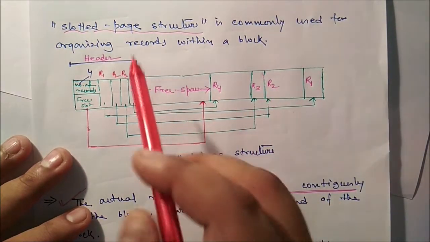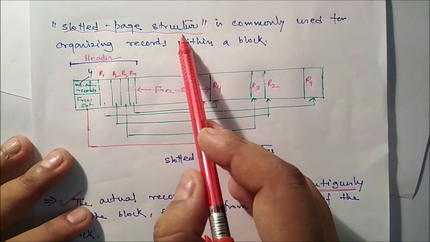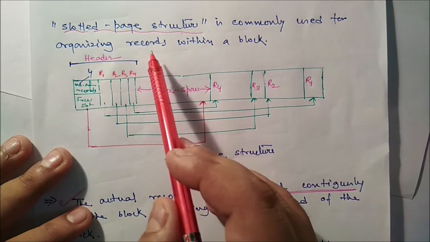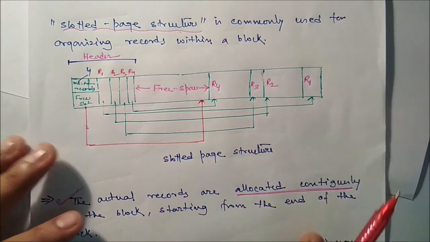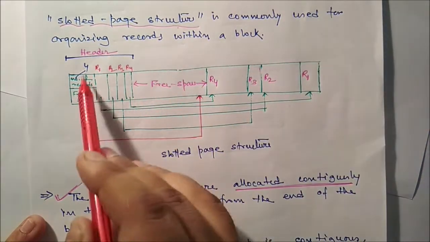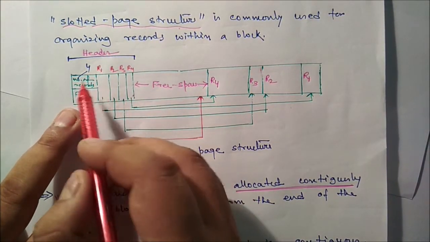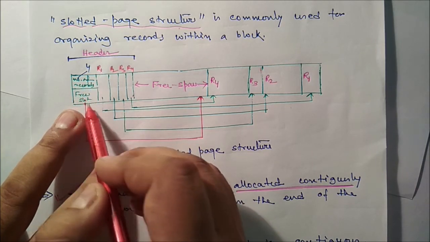In that case, we use slotted page structure. Slotted page structure is commonly used for organizing records within a block. First of all, you just see here. This is nothing but our block structure. Now this is the header part. In the header part, two parts are there: number of records and free slots.